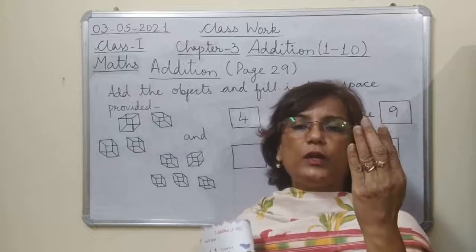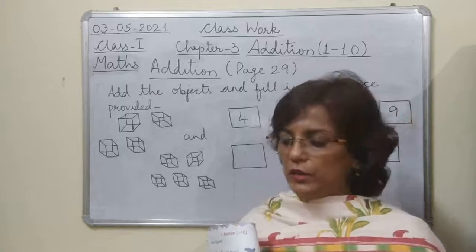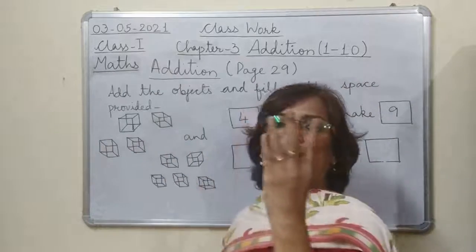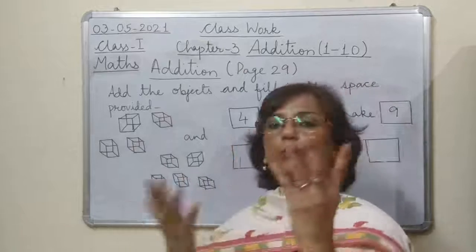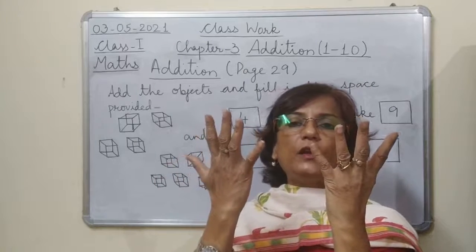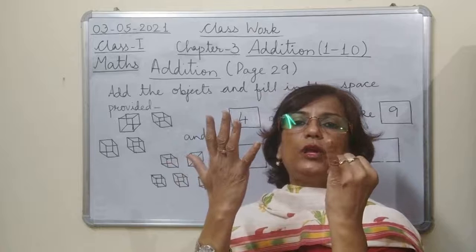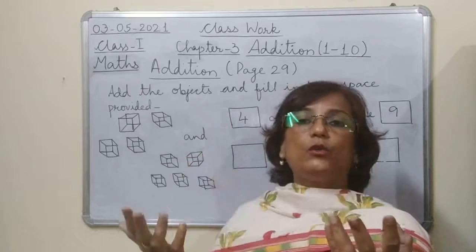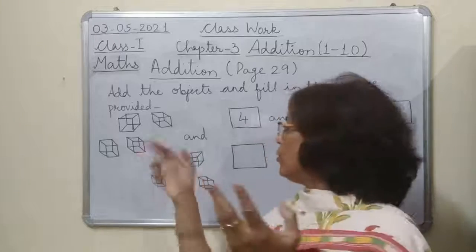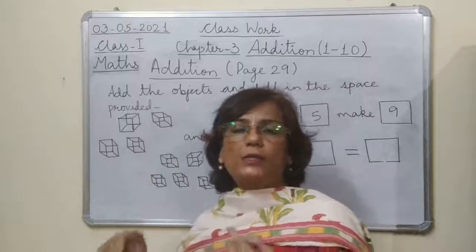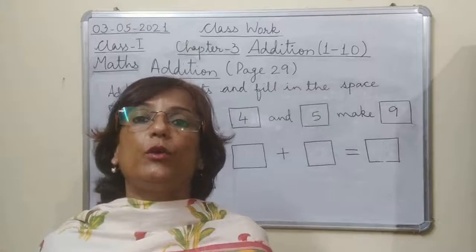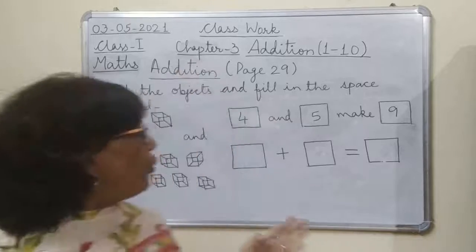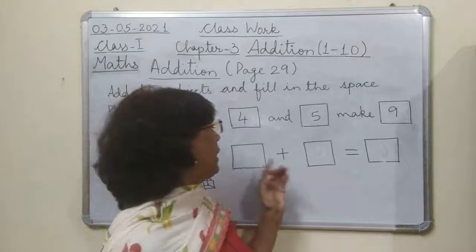Whether you use your fingers, कि 4 फिंगर्स and 5 फिंगर्स, इसको हम ऐसे भी काउंट कर सकते हैं ना कि these are 4 dice, तो 4 फिंगर्स, and 5 dice, तो 5 फिंगर्स. Now how many fingers are there? 1 2 3 4 5 6 7 8 9. 9 fingers. So whether you use your fingers, or you count the objects, or you make sticks and count them, your answer will always remain the same. Answer जो आपका 9 है वो 9 ही रहेगा. So 4 and 5 make 9.